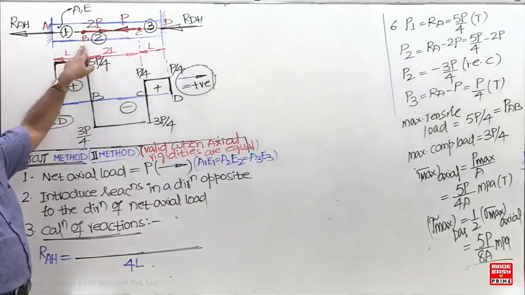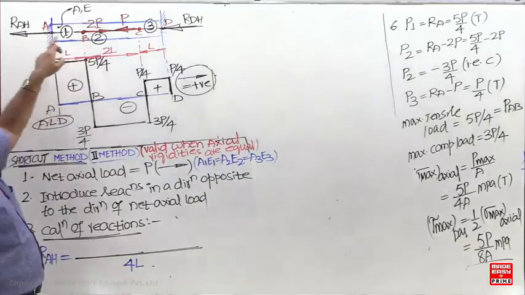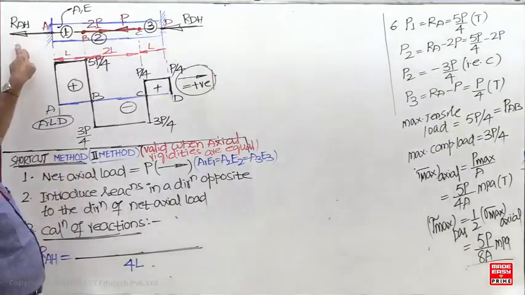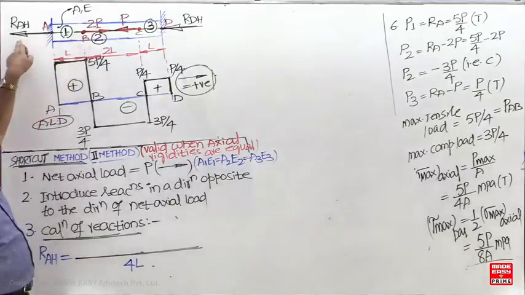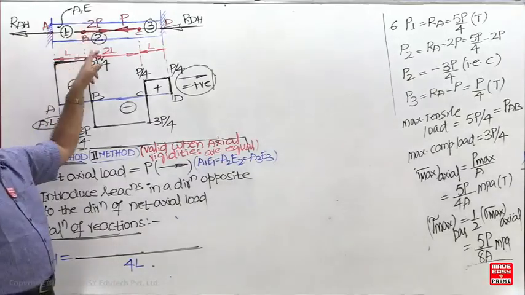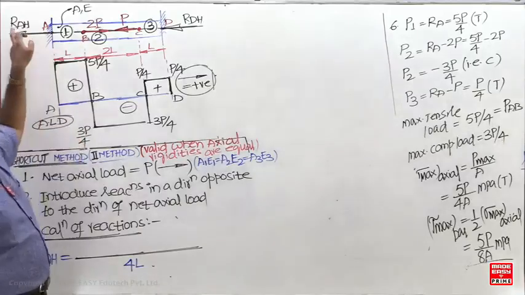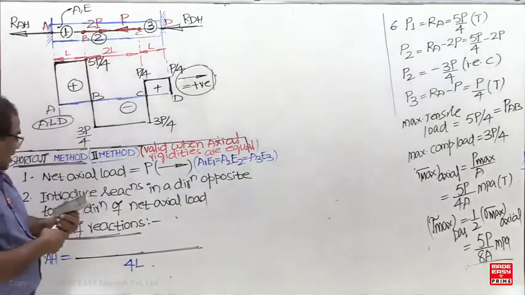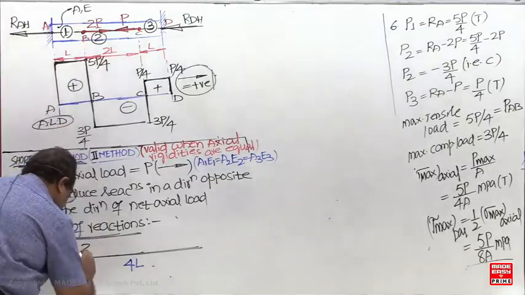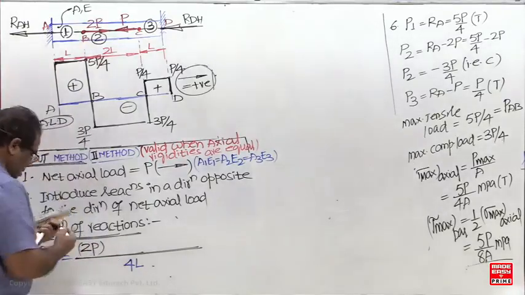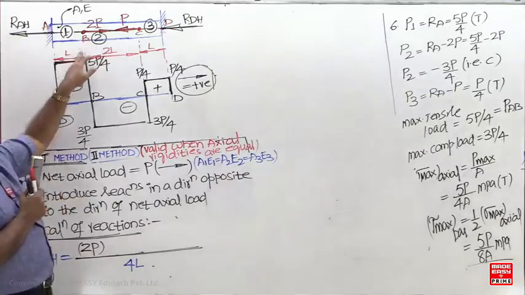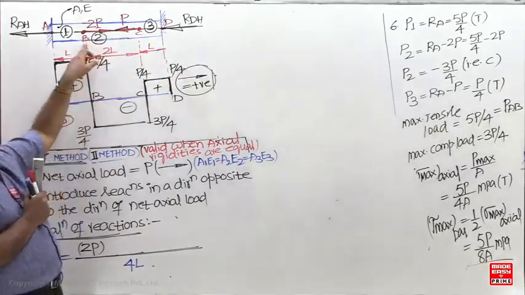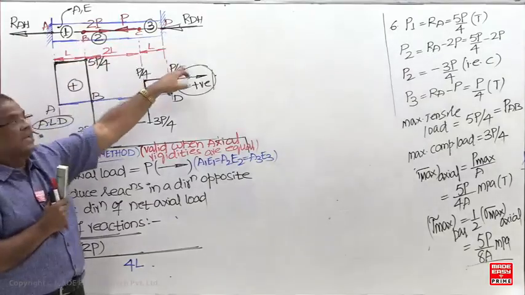Next, the load is applied at B. Are these two loads in opposite direction or the same direction? Opposite. When the applied load and the reaction are in opposite direction, you take it as positive, plus 2P. And this should be multiplied by the distance to the other support. This load is applied at B, so what is the distance between B and D? 3L.